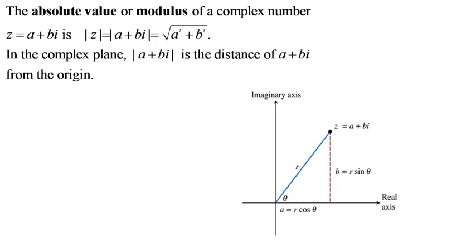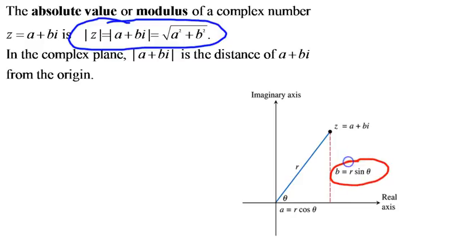The letter normally used to represent a complex number is z. If we want to find the absolute value, which is also called the modulus of a complex number, we are taking the square root of a squared plus b squared. So this represents the distance from the origin of that point. In this case, if you look at the picture, that would be represented by r.